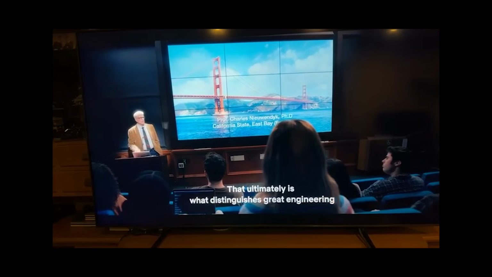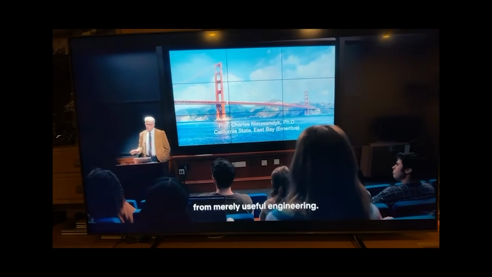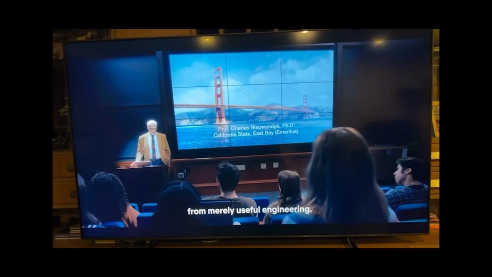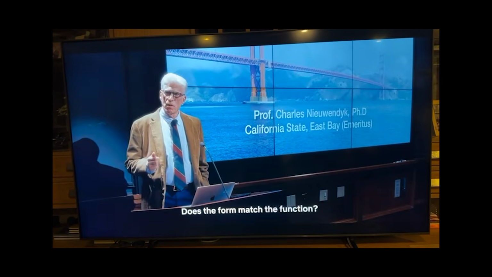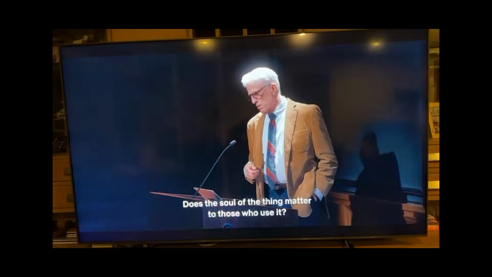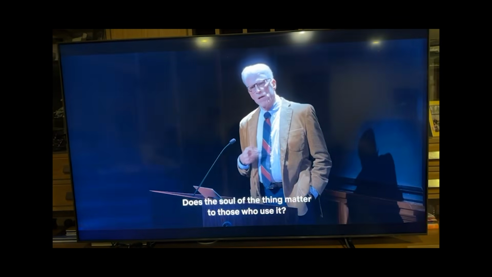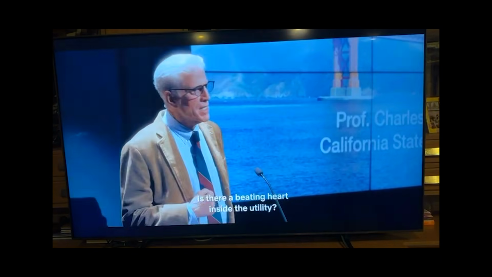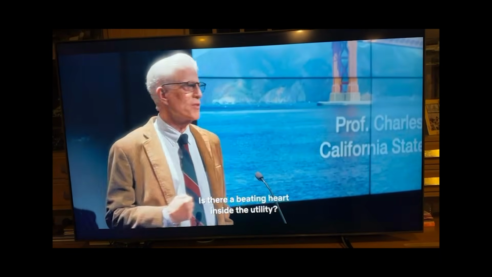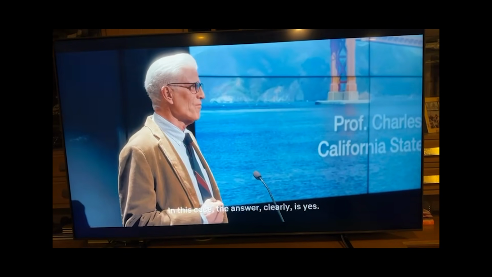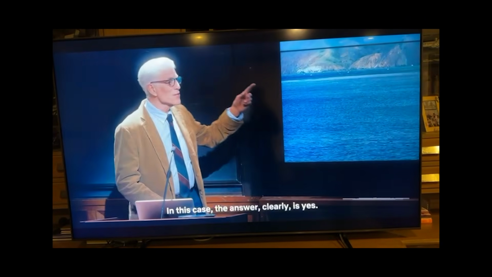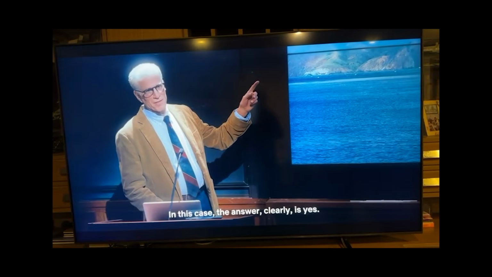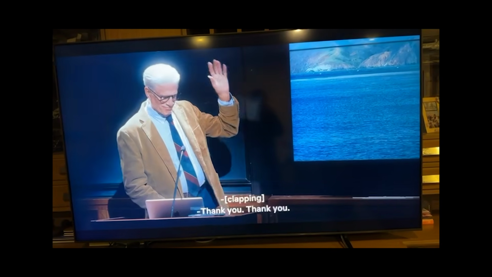Ultimately, is what distinguishes great engineering from merely useful engineering. Does the form match the function? Does the soul of the thing matter to those who use it? Is there a beating heart inside the utility? In this case, the answer clearly is yes.